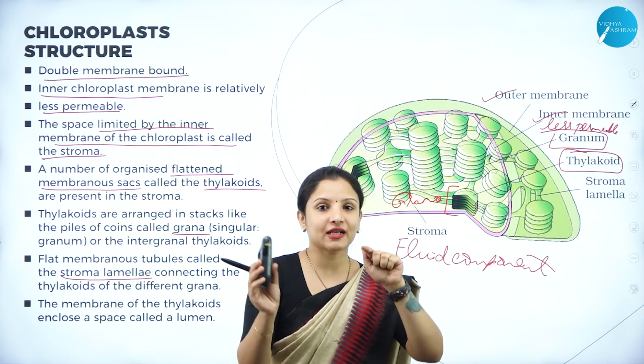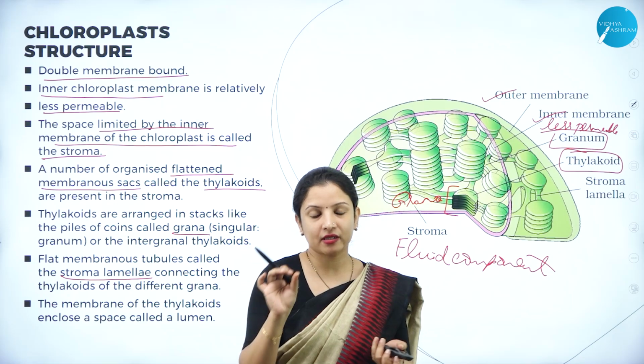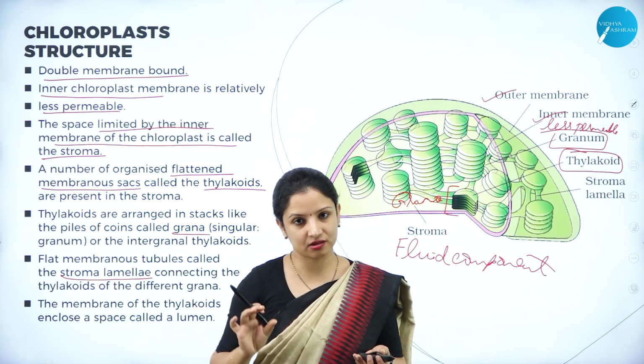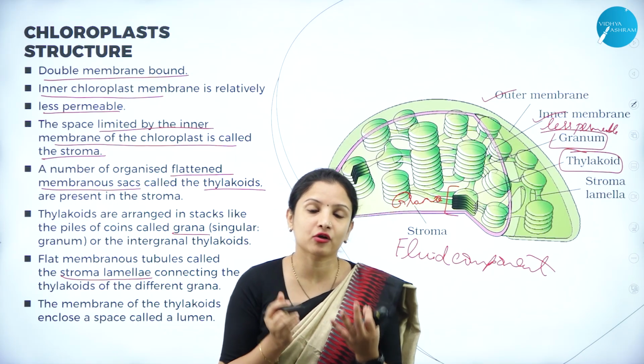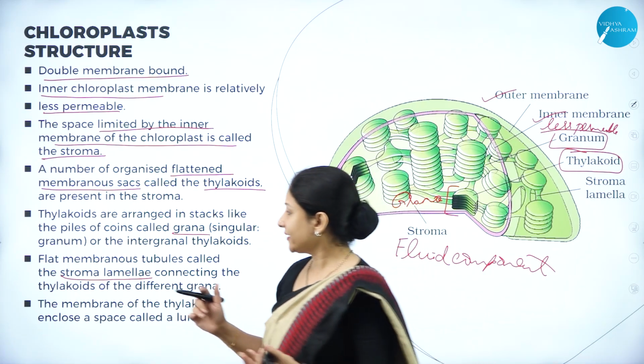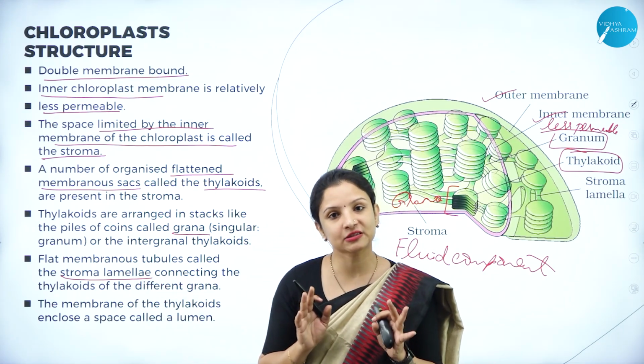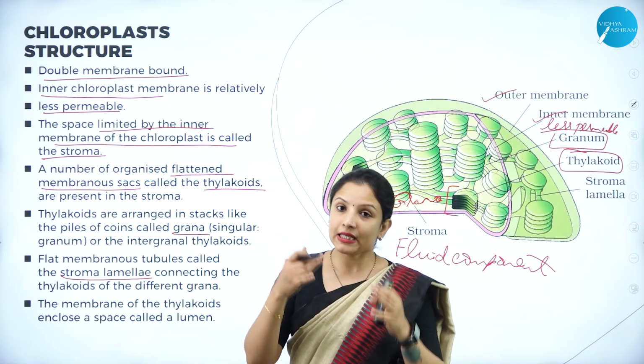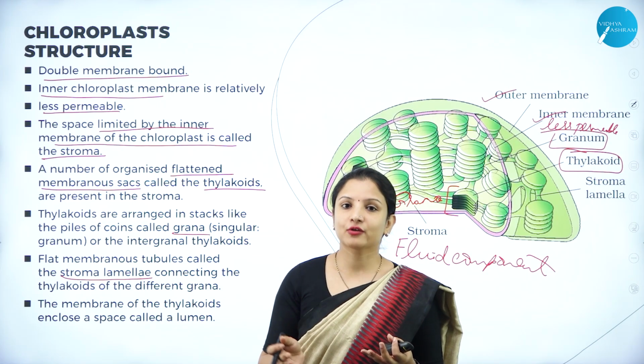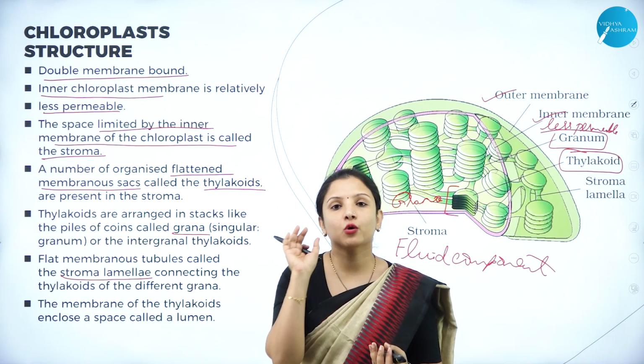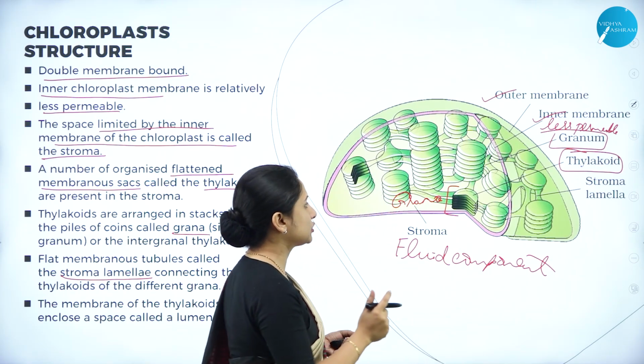Now, each of these grana are interconnected to one another by tube-like or membrane-like structures, and that membrane-like structure, because it is present in the stroma, is called the stroma lamella. Lamella means membrane. Where is that membrane present? In the stroma. What does the stroma lamella do? It connects one grana with the other. So that is called the stroma lamellae.